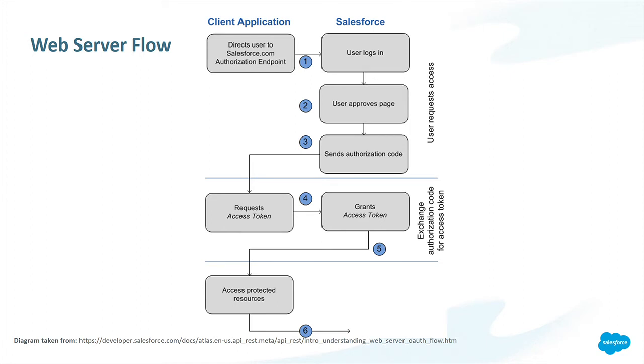If the user goes ahead and approves the request, Salesforce is then going to send an authorization code back to the client application, at which point the client application would then use that to request the access token from the token endpoint which we saw in the previous slides. If Salesforce likes that request, it's then going to go ahead and grant the access token to your application. And as I said, the access token is the end game of the OAuth flow, at which point your application at step number 6 can access all your protected resources in Salesforce. So this is how a typical web server flow behaves.